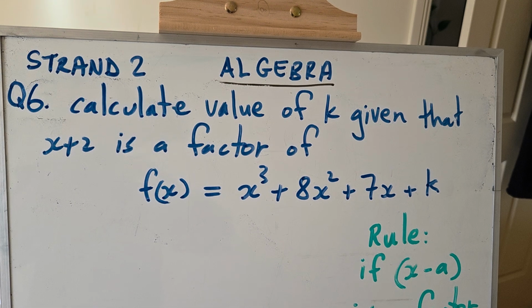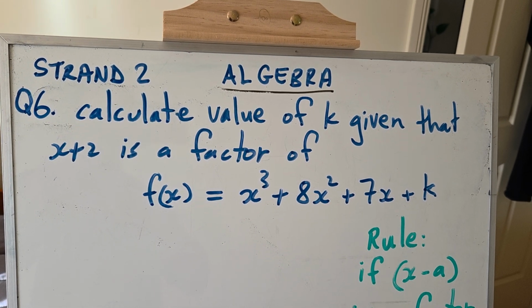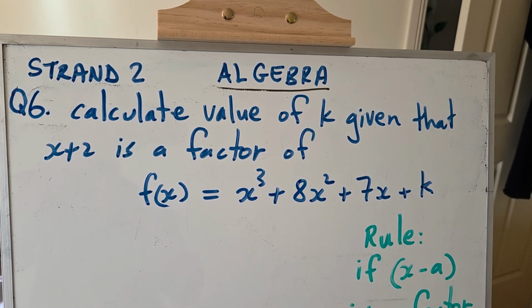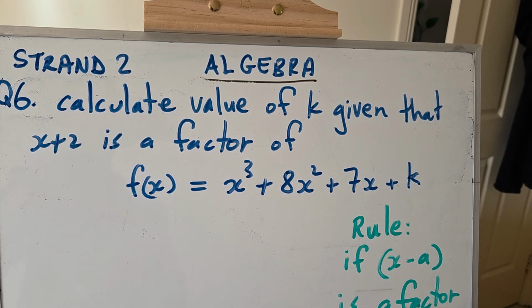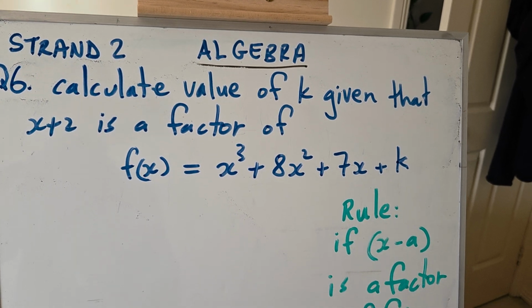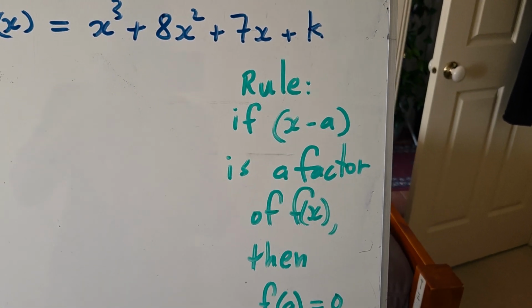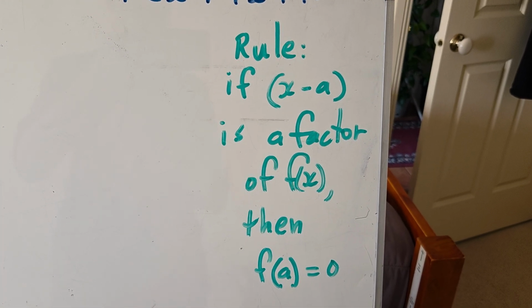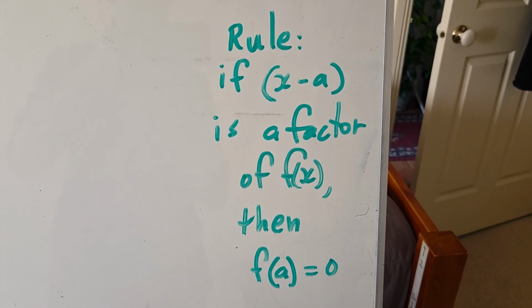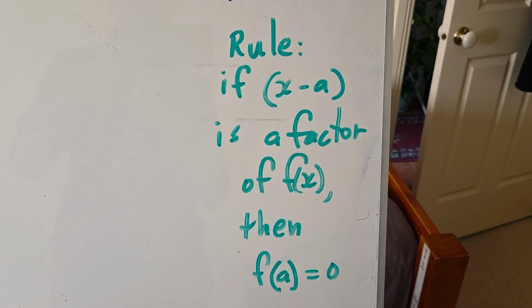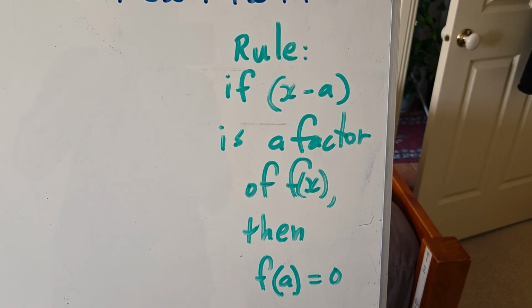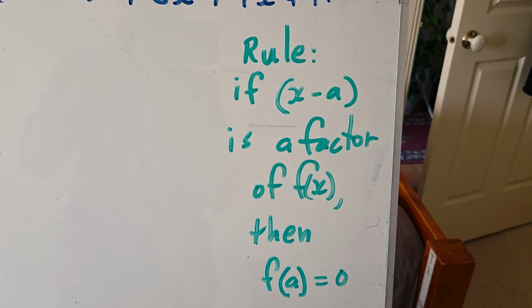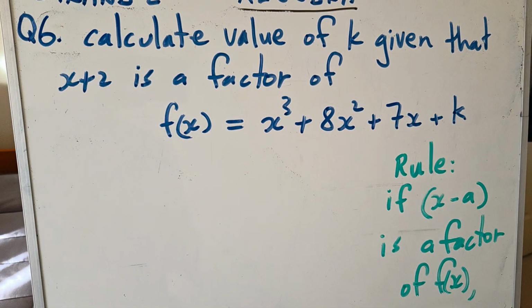Calculate the value of k given that x plus 2 is a factor of the function f of x equals x to the power of 3 plus 8x squared plus 7x plus k. So here the rule is, if x minus a is a factor of f of x, then f of a equals 0. That rule won't be given in the exam. You have to look at your teacher's notes in your notebook for that rule. So you don't have to carry out long division.